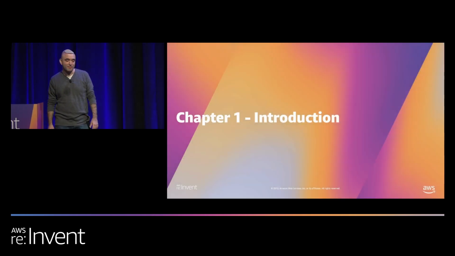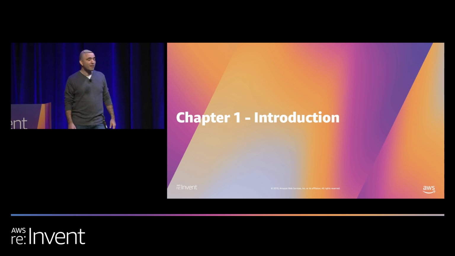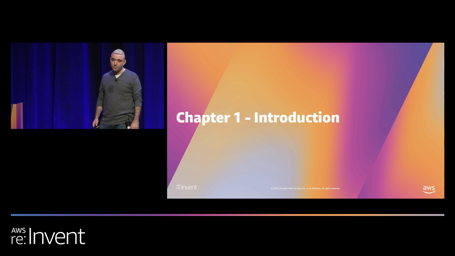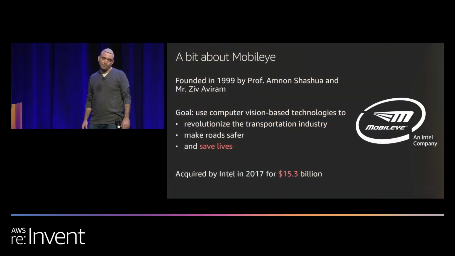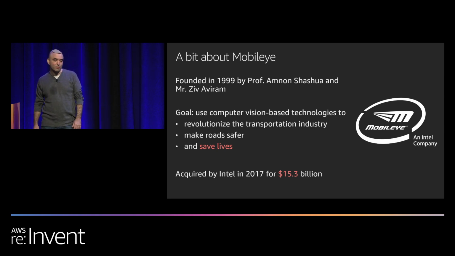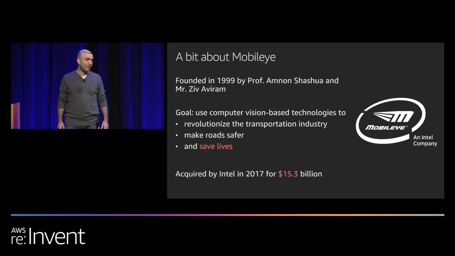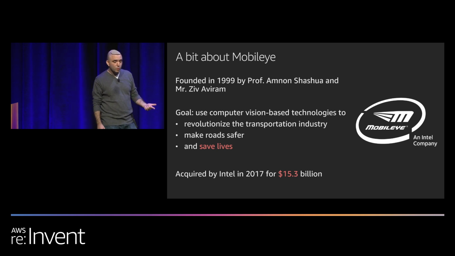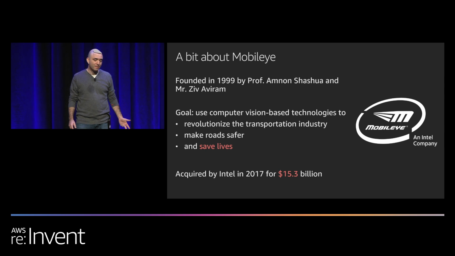Here is my story. I'd like to start by telling you a little bit about Mobileye and the need within the company that the SageMaker service fills. Mobileye was founded back in 1999 with the express goal of using computer vision technologies to revolutionize the transportation industry, make roads safer, and save lives.